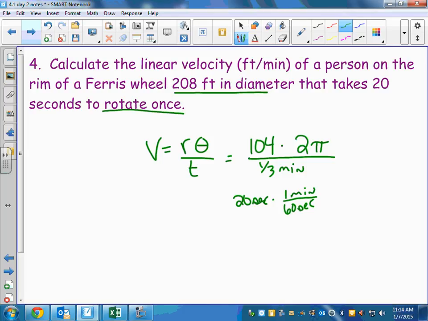So again, not a terrible problem, except for one, you got to know the formula by the time we have the test. And two, you just got to make sure you plug in the values that they're asking for. Really easy to plug in the diameter, really easy to plug in 20 instead of 1/3 a minute. And so we're going to see what is the linear velocity traveled.